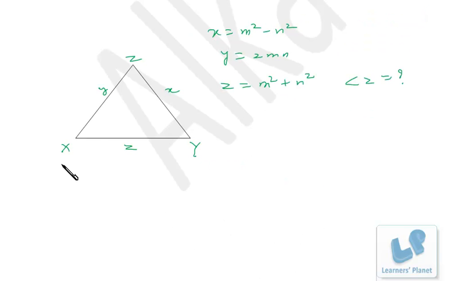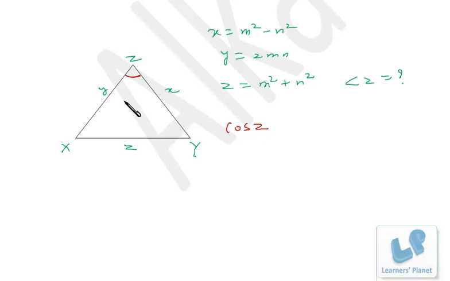Now we have this problem. We have a triangle XYZ. The sides are x, y, z. The values of these sides are given: x is m square plus n square, y is 2mn, and z is this. We have to find out this angle. Right? Now whenever the three sides are given, you can use the cosine formula very easily, because the cosine formula gives the relationship among sides. One angle is included and all three sides are included in the cosine formula. Since we have to find out the angle z, I'll be taking cos z.